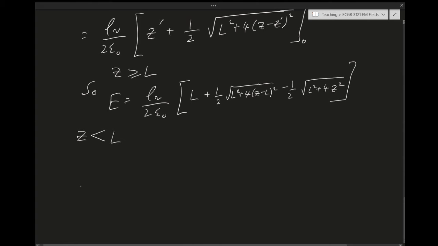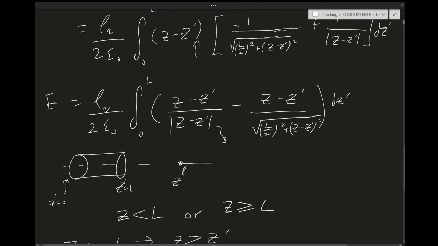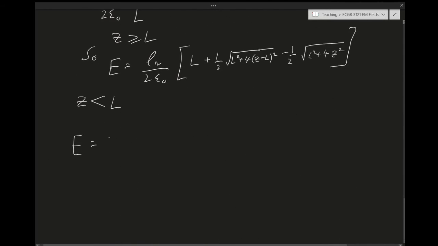So here, when we do E, we have to divide this integral into two integrals. We have to divide it into the integral where this term is plus one, and then the other interval of the integral will have this term be minus one. Okay, so if I do that, this is going to be rho v over 2 epsilon naught. The integral is going to go from 0 to z first. So z prime is going to go to z.